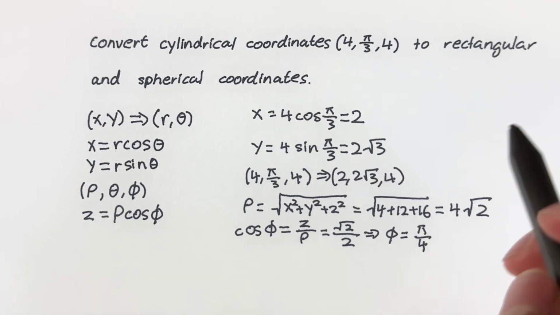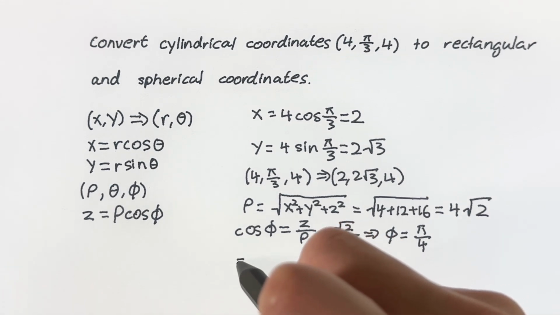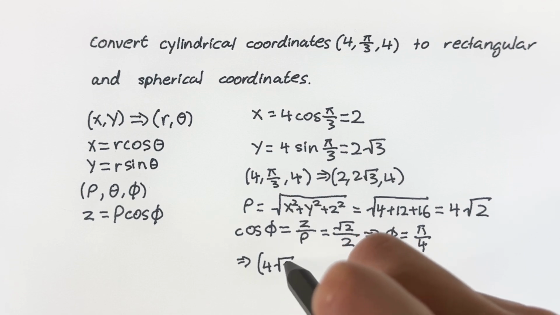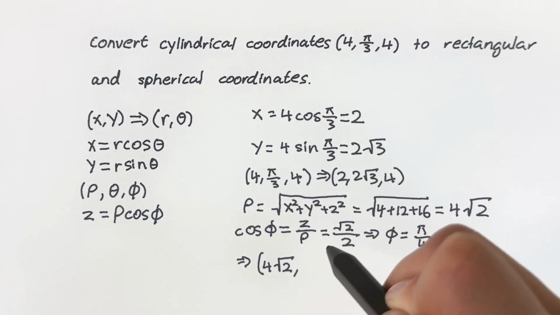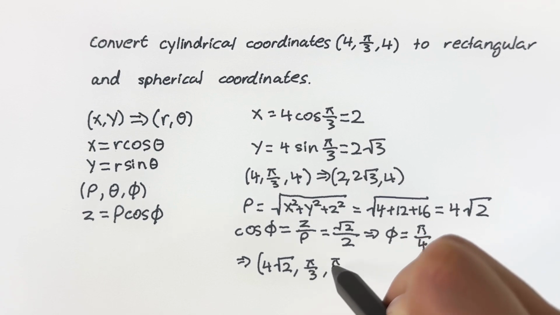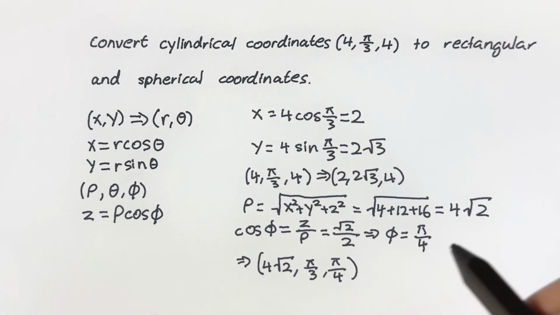So the spherical coordinates will be 4 square root 2, pi over 3, and pi over 4. And that is how you convert cylindrical coordinates to rectangular and spherical coordinates.